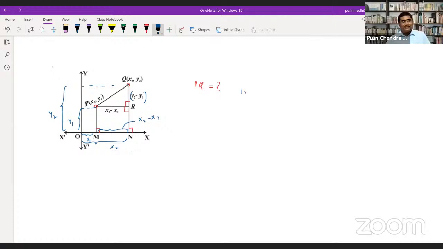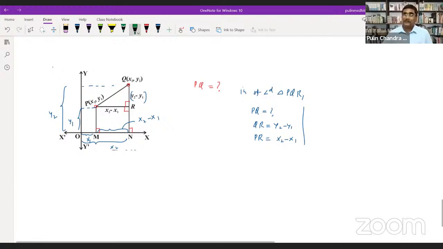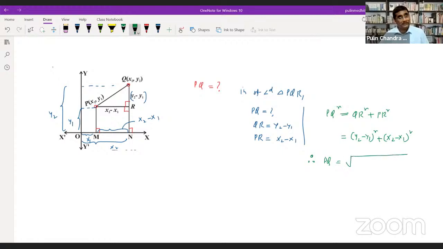So in the right angle triangle PQR, what did you get? You got PQ, which is what we have to find. QR is y2 minus y1 and PR is x2 minus x1. You all know that in the case of a right triangle we can apply the Pythagoras theorem. So PQ square will be equal to QR square plus PR square. This gives you (y2 minus y1) whole square plus (x2 minus x1) whole square. Now if you take the square root, obviously you will take the positive square root.